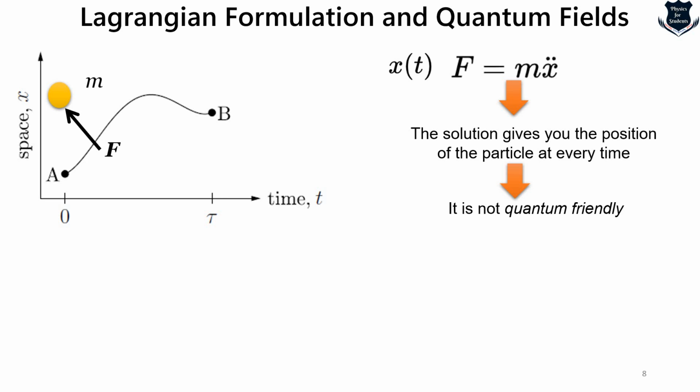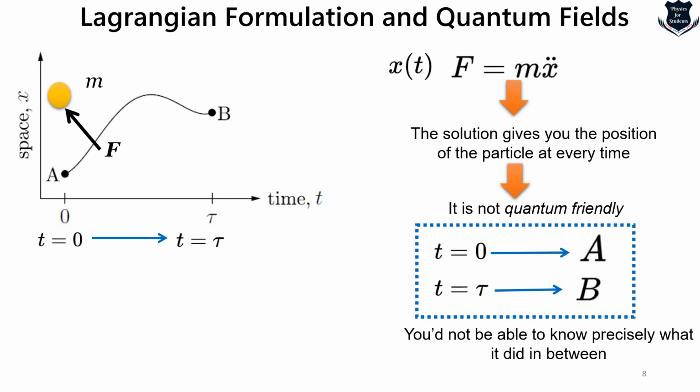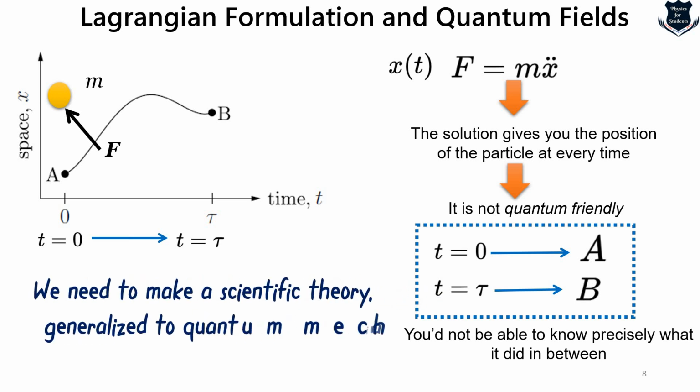But what does quantum mechanics tell us? It tells us that you might measure the particle's position at time t equal to 0 and find it at A, and you might measure it at t equal to tau and find it at B. That means you won't be able to know precisely what it did in between, isn't it? So having a method that lets you calculate x of t from a differential equation is actually not a good point. What we need is a scientific theory which generalizes classical mechanics into quantum mechanics. With Newton's law of motion, we can calculate at every point of time, but quantum mechanics tells us that you cannot know precisely what happened in between.